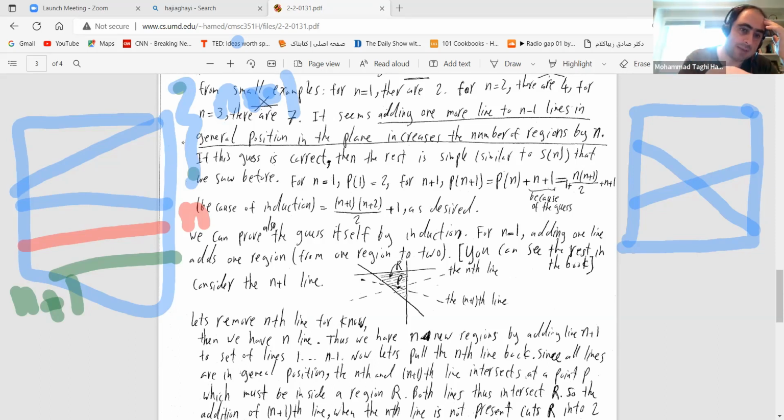So what do we want to prove? We want to prove it for n plus 1. Okay, remove the nth line for now. Good. When you remove the nth line, what will happen? When we just add this n plus 1 line, the number of regions goes up by how many? If the nth line is not there, then by the induction hypothesis the number of regions goes up by how many? By n. By n.